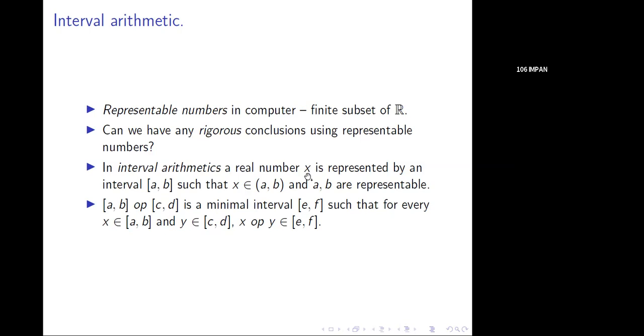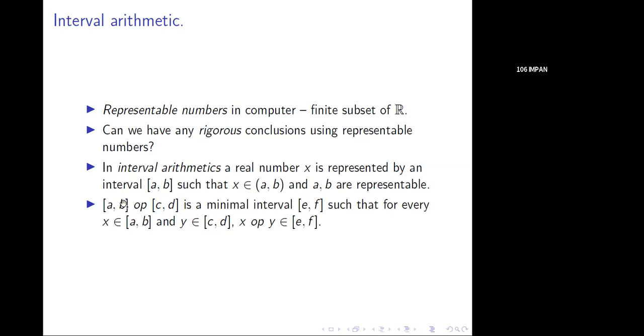I will be representing a real number x by an interval [A, B], such that x belongs to the interior of this interval, and moreover, A and B are numbers that can be represented on the computer, so they are from a finite subset of numbers. Just take two neighboring numbers. If x sits in between, I just take the interval from A to B as a representation of x. And then I can define basic arithmetic operations like addition, subtraction, multiplication, and division in the following way. So OP is just an operation. It can be one of those four basic arithmetic operations.